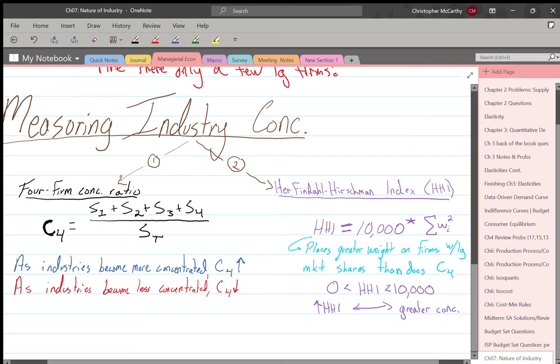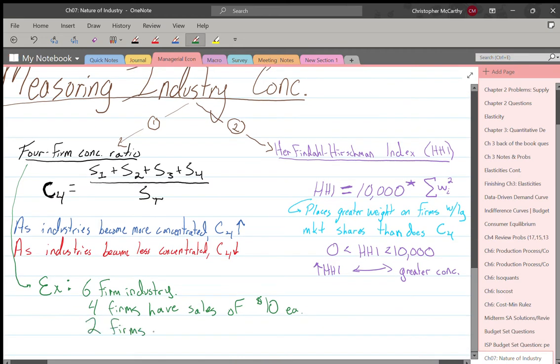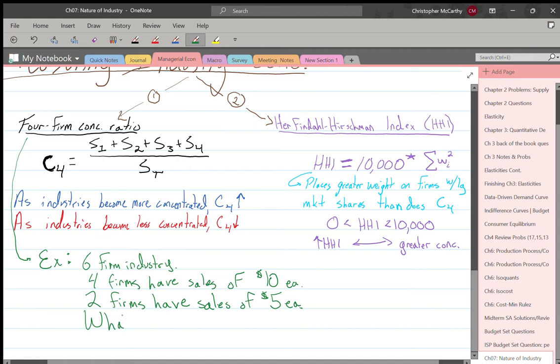So we're asked an example for our four-firm concentration ratio. Let's go ahead and take a look. We're told that an industry is composed of six firms. Four firms have sales of $10 each. Two firms have sales of $5 each. What is the four-firm concentration ratio for this industry?